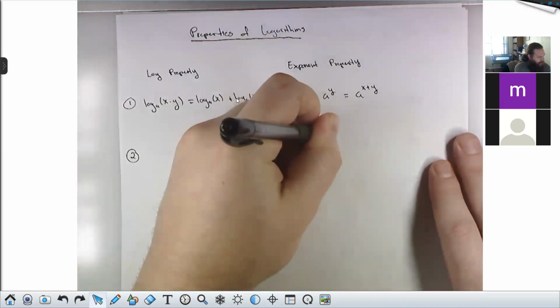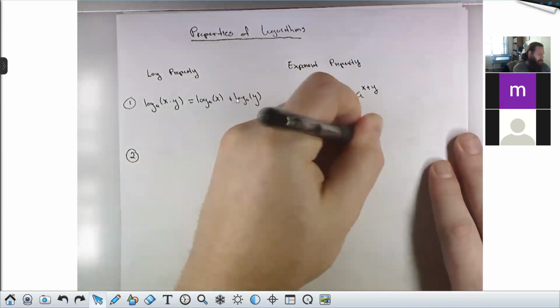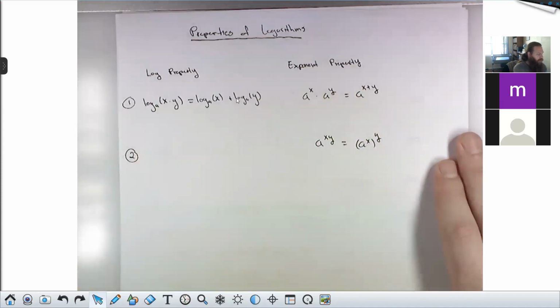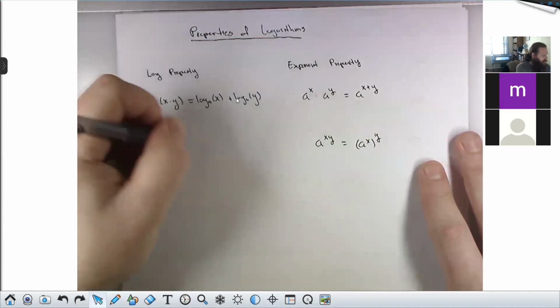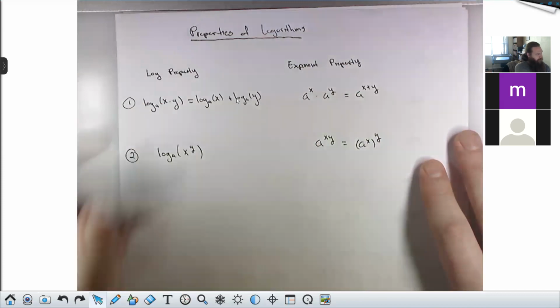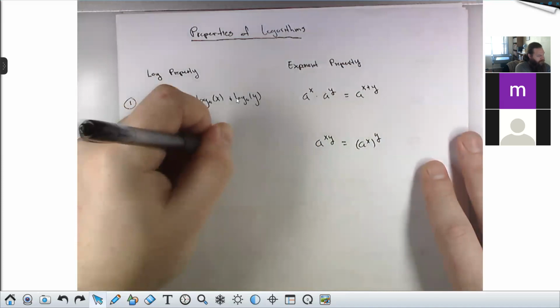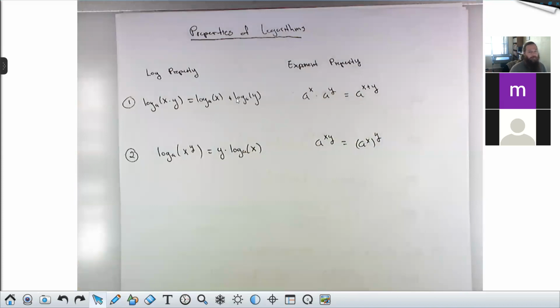This one we've talked about. If you have a to the x times y, that's the same as a to the x all raised to the power of y. The corresponding log rule is that if you have the base a log of something like x to the y, so inside here this is a power, that's the same as having y times the base a log of x. So in other words, powers inside can come down front as multiples.